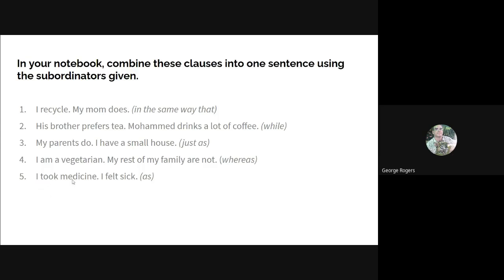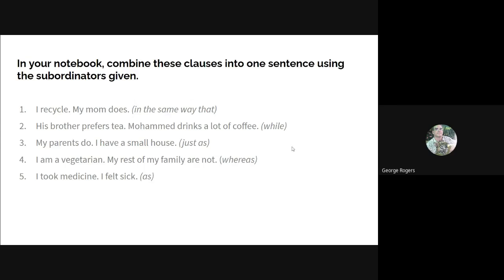I took medicine. Okay. I took medicine. I felt sick. So this one, I took medicine, I would consider more of the independent clause. I felt sick. Again, this is as a comparison, is how they're related to each other.